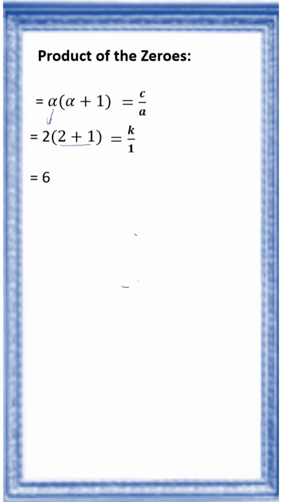Now the product of zeros. Alpha into alpha plus 1 is the coefficient of the constant, here k, means c by a. C is k by 1. Here alpha is what? 2. 2 into 2 plus 1, c is k, a is 1. Here 2 plus 1 is 3. 2 into 3 is 6. 6 is equal to k by 1, means k. So k is equal to 6. Therefore the value of k is 6.